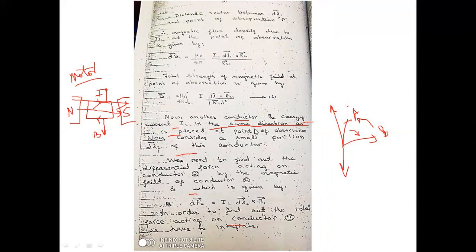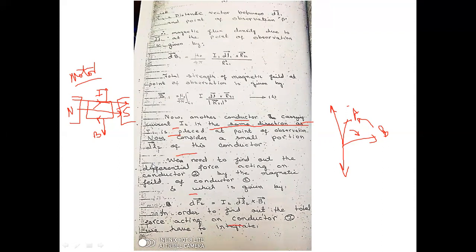Okay. Now another conductor, carrying current I2 in the same direction as I1, is placed at the point of observation. Now consider a small portion dl2 of this conductor. We need to find the differential force acting on conductor 2 by the magnetic field of conductor 1, which is given by dF2 equal to I2 dl2 cross B1.